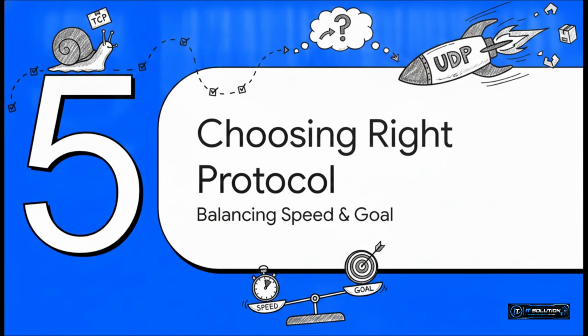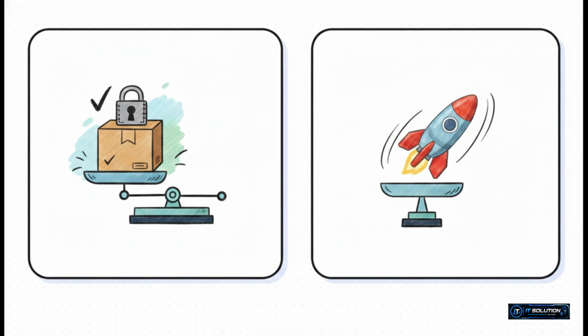Finally, Section 5, choosing the right protocol. So we have the slow, methodical perfectionist in TCP and the reckless, lightning-fast courier in UDP. Which one do we use? Now, what's really interesting about this slide is that neither protocol is inherently better than the other, not at all. They just serve entirely different real-world purposes.